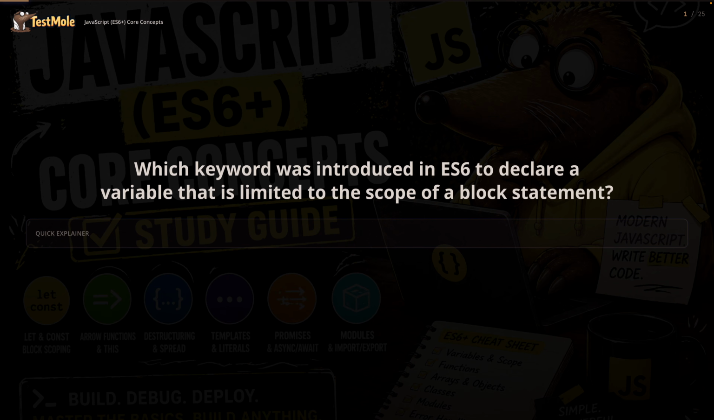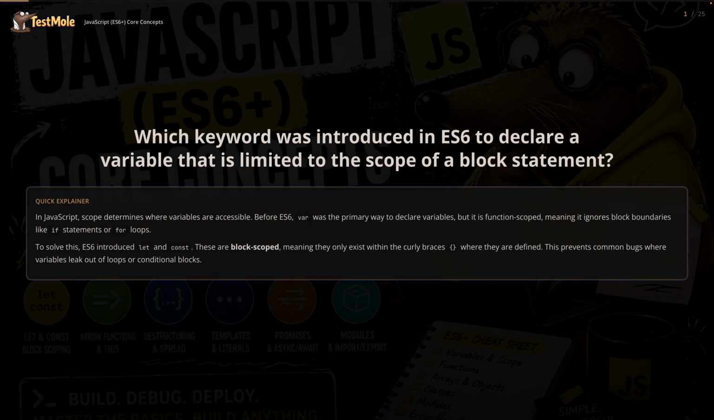Which keyword was introduced in ES6 to declare a variable that is limited to the scope of a block statement? In JavaScript, scope determines where variables are accessible. Before ES6, var was the primary way to declare variables, but it is function-scoped, meaning it ignores block boundaries like if statements or for loops. To solve this, ES6 introduced let and const. These are block-scoped, meaning they only exist within the curly braces where they are defined. This prevents common bugs where variables leak out of loops or conditional blocks.